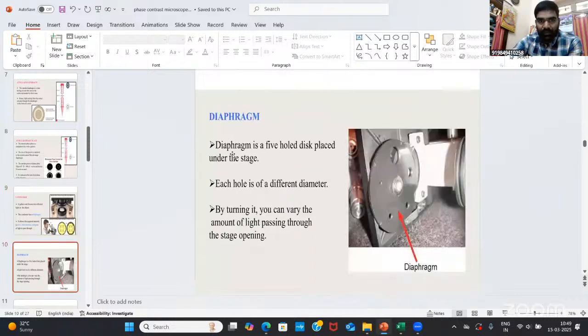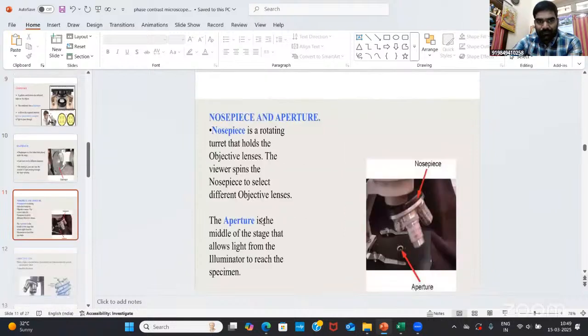Diaphragm is a five-hole disc placed under the stage. Each hole is of a different diameter. By turning it, you can vary the amount of light passing through the stage opening. How much light we want to pass through, we can control through this diaphragm.